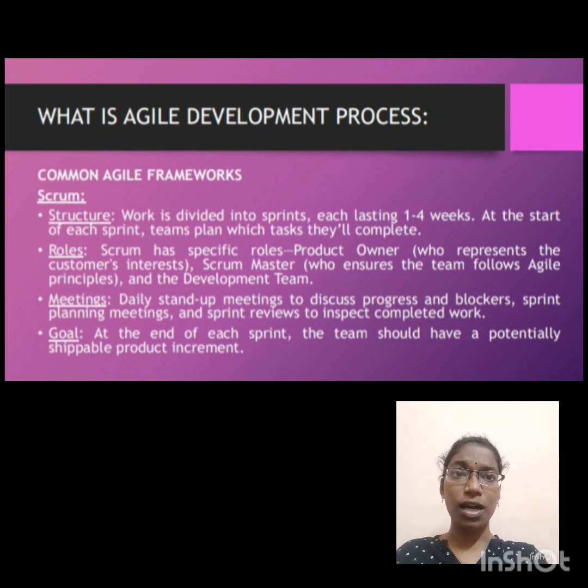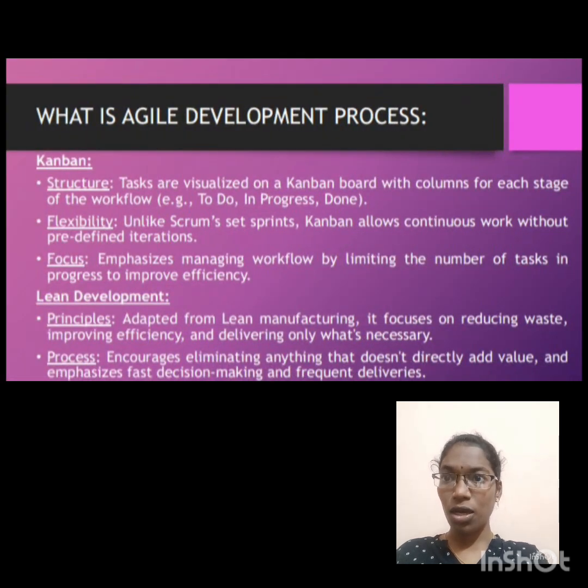Next, Kanban. A Kanban board with columns is used for visualization of a workflow. There is no iteration in Kanban. It allows continuous work. By limiting the number of tasks, it manages the workflow. Then Lean. Lean is also one of the popular Agile frameworks as I have discussed. It focuses on reducing waste, improving efficiency, and delivering only what is necessary. Eliminating waste, meaning anything which doesn't add value to the product, is done in Lean. Frequent deliverables are also encouraged in Lean.